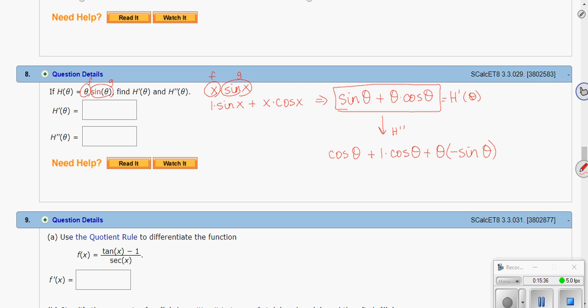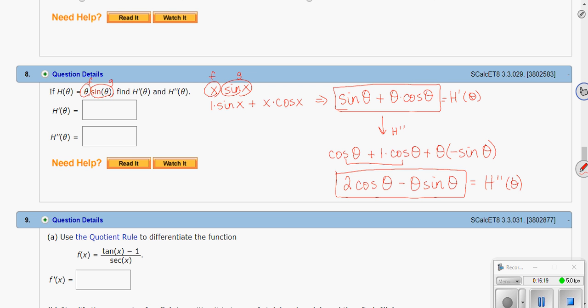Okay, so to make this a little prettier, as we simplify, I can combine those together. So we would have 2 cosine theta minus theta times sine theta. That should be your second derivative. Okay, so cosine theta plus cosine theta is 2 cosine theta. So we can pretty it up a little bit.